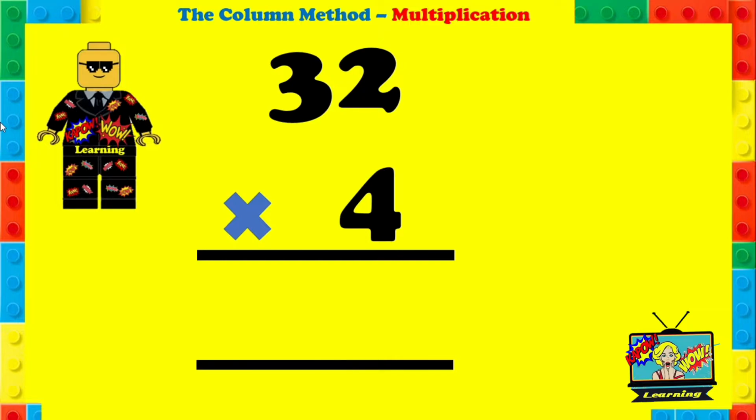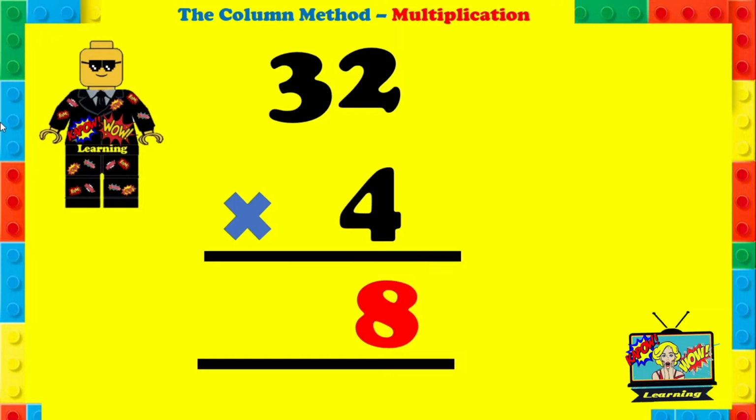Here's another example, 32 multiplied by 4. You can play this, pause it, and then play it, see if you got it correct. This is what you should have done. 4 multiplied by 2, that's easy, is 8. Now, we put the 8 in.